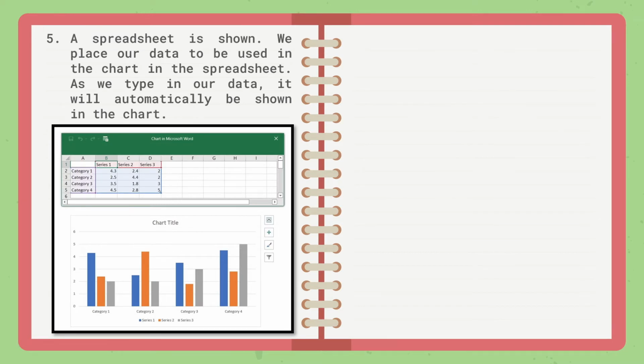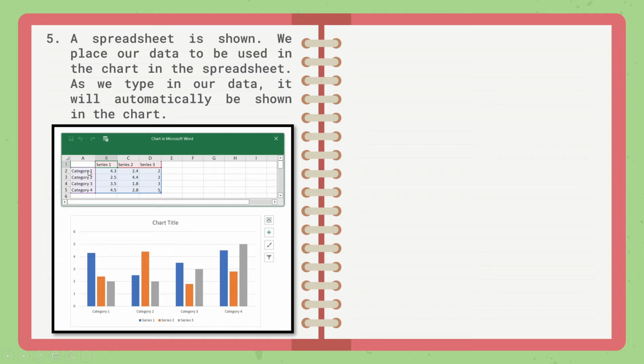Then after clicking OK, a spreadsheet is shown. We place our data to be used in the chart in the spreadsheet. As we type in our data, it will automatically be shown in the chart. So here, this is the spreadsheet. This one. And like for example, category 1.